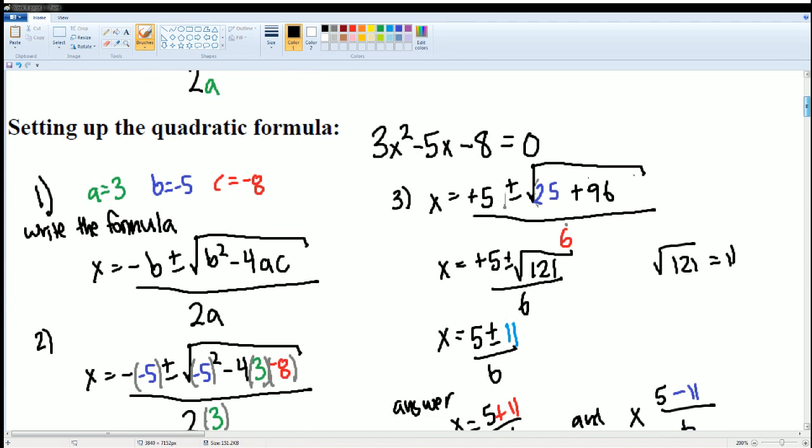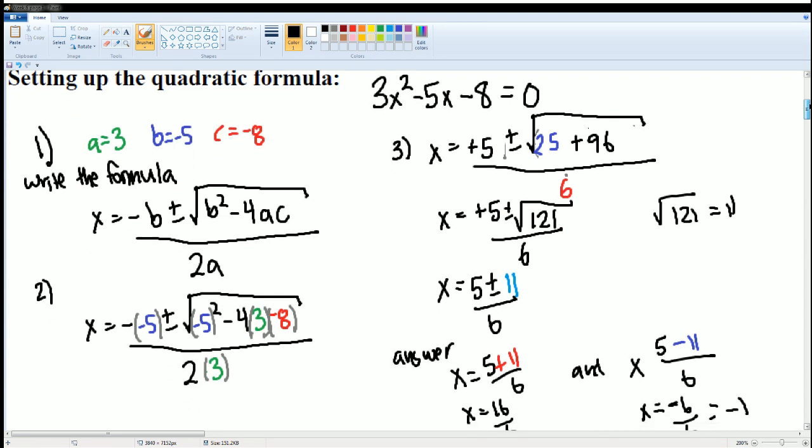That's how you do a problem. This is all the steps in detail. Step 1 is write the formula. Step 2 is make the substitution. Step 3 is simplify. And step 4 is your two answers: there's going to be the plus part and the minus part.